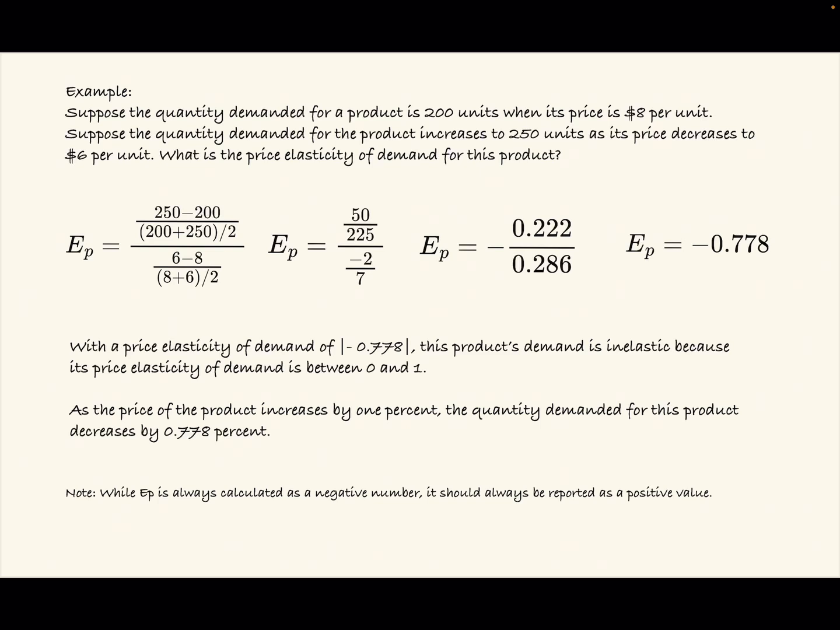Note, while the price elasticity of demand is always calculated as a negative number, it should always be reported as a positive value. Therefore, with a price elasticity of demand of negative 0.778, but it must be a positive value, so we use the absolute value symbol, this product's demand is inelastic because its price elasticity of demand is between 0 and 1. Now what does this mean? This means that as the price of the product increases by 1%, the quantity demanded for this product decreases by 0.778%.